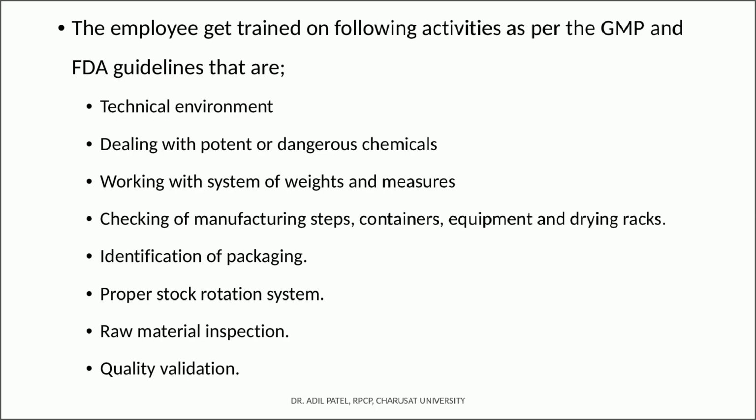Now if you don't know how to design this training module, then you can go and visit the GMP and FDA guidelines, and they have given very elaborated headings for the training. So you have to provide training for the technical environment, dealing with potent and dangerous chemicals, working with system of weight and measures, checking of manufacturing steps, container equipment and drying racks, identification of packaging, proper stock retention or rotation system, raw material inspection and quality validation.